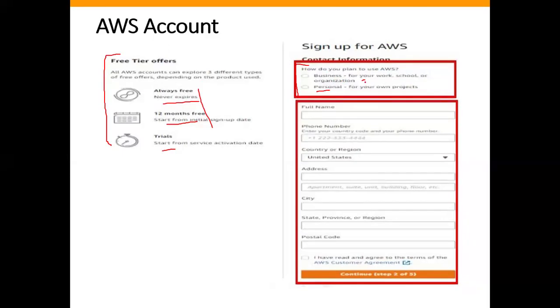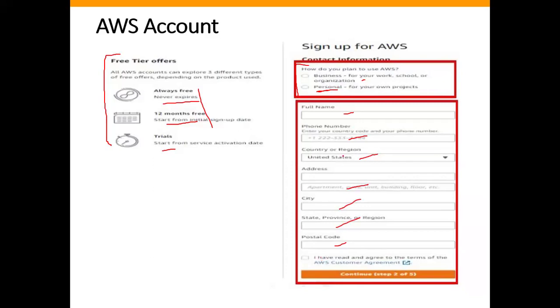In business plans, there is a minimum bill you will receive. You don't need a minimum bill, so always select a personal one and fill in your details here: your full name, phone number, country, address, city, state, and postal code. Postal code means PIN code.